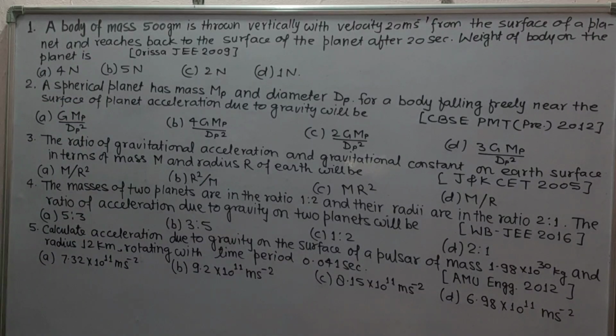Now question number 1. The question is: a body of mass 500 gram is thrown vertically with velocity 20 meter per second from the surface of a planet and reaches back to the surface of the planet after 20 seconds. Weight of body on the planet is, here are the options.